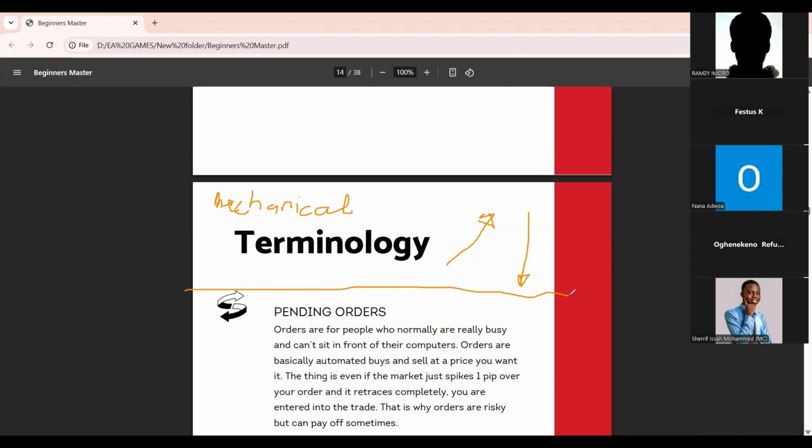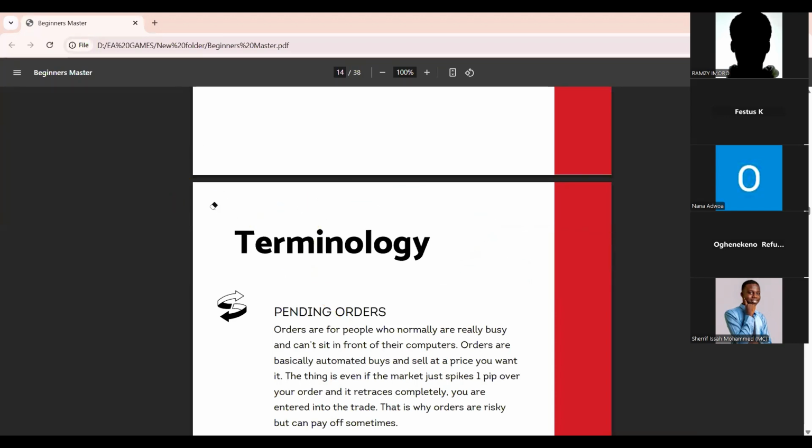this area. Price is somewhere here. If it gets here, if it gets to my zone, it should buy for me. Or if it gets to my zone, it will sell for me. And that zone you marked for market to execute there is what we call the pending order. Let me bring it to real life.